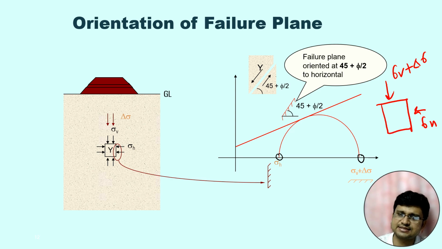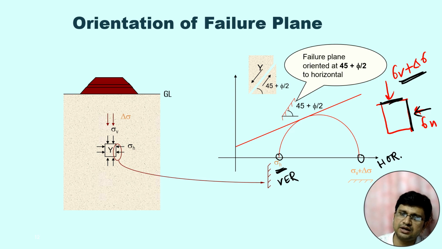Now horizontal stress actually acts in the vertical plane. Horizontal stress sigma h acts in the vertical plane, and vertical stress sigma v plus del sigma acts in the horizontal plane. So this is the stress corresponding to the vertical plane, and this is the stress corresponding to the horizontal plane. This stress is vertical but acting on the horizontal plane. This stress is horizontal but acting on the vertical plane.